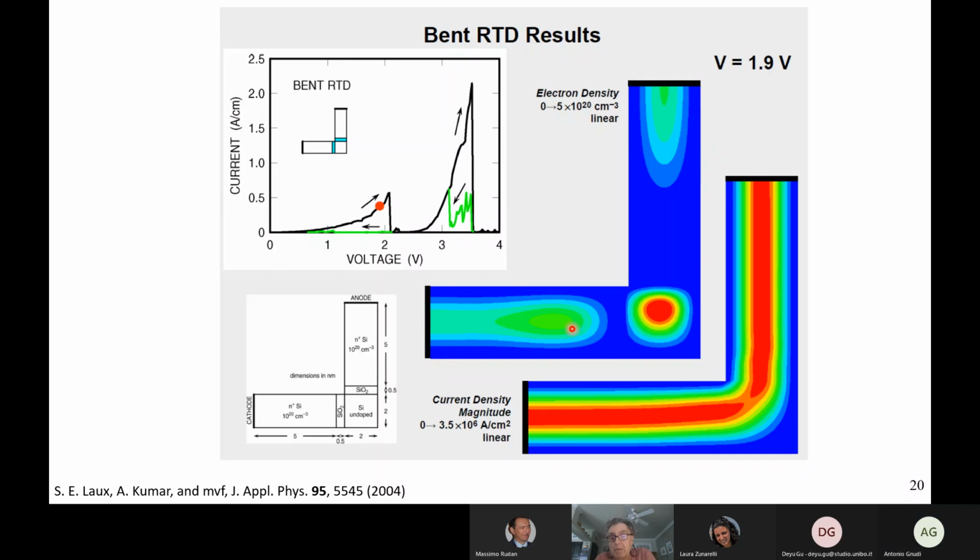This is another purely speculative idea. Steve Locks decided to look at a resonant tunneling diode, but bent. So you have two barriers over here, as is shown here. Here you have silicon. You can think of gallium arsenide or whatever. It was convenient to look at silicon.